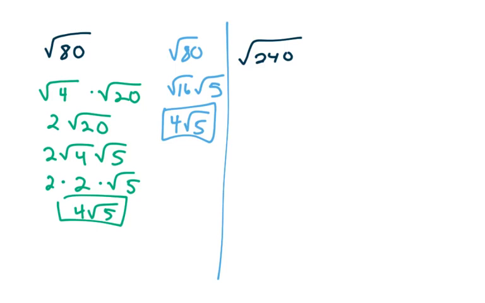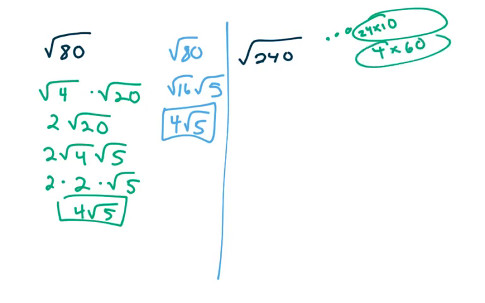So 240. Let's see. So I'm going to do a little thought bubble over here to the side. Okay, so you have 24 times 10. That's not a perfect square. Let's see. We could do... How about we do 4 again? So 4 times 60. So you could use your calculator to think about this.